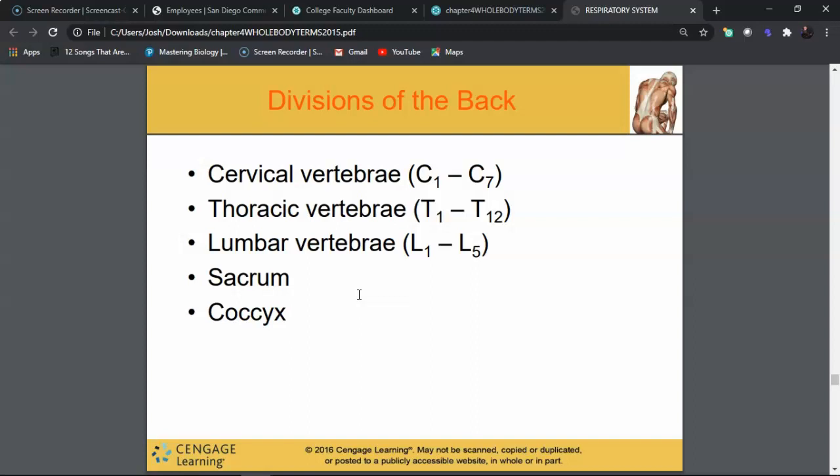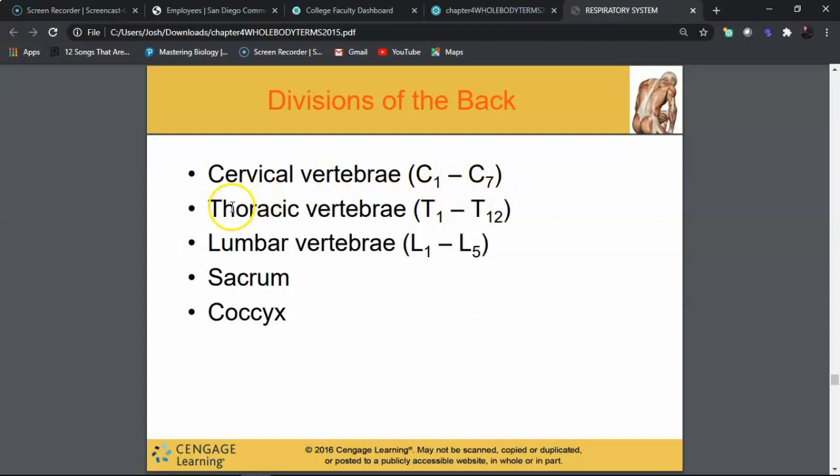Now we're just going to briefly go through the divisions of the spine, of the vertebrae or the back, and we do have multiple different bones located within our spine. Okay, the very top portion is called the cervical vertebrae, and there are 7 of those, and they are numbered C1 through C7. So that's counting from the top going down. So we're going from cephalic or cranial downward. So C1 is most superior, 7 going downward.